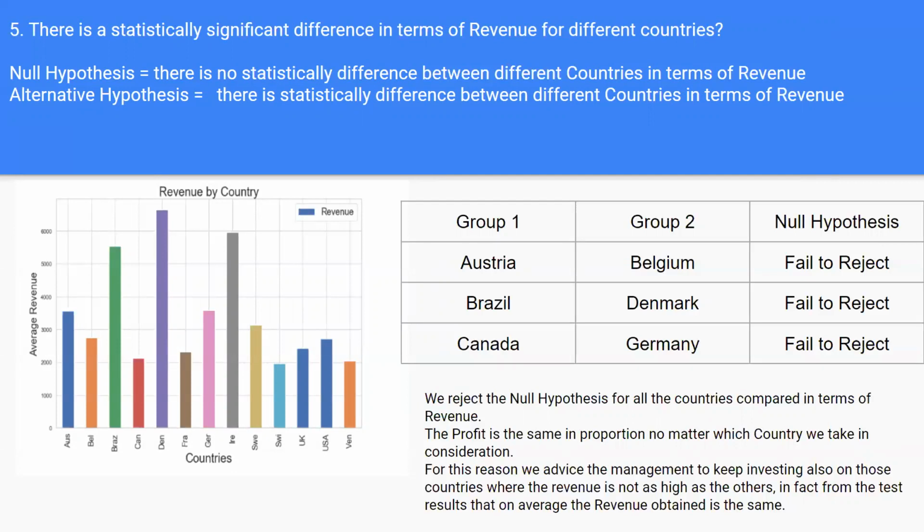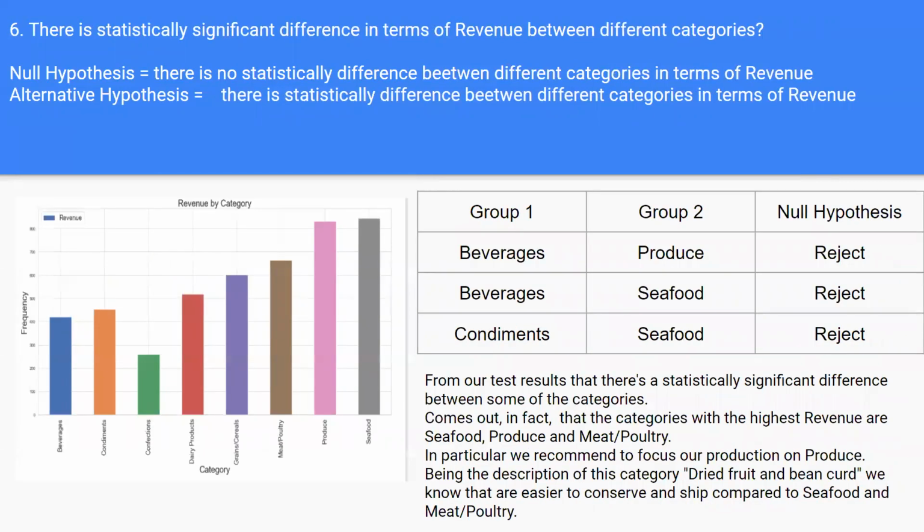The fifth question is, is there a statistically significant difference in terms of revenue for different countries? In this case we failed to reject our hypothesis. So the profit is actually the same in proportion for each country. This is quite interesting, because it means that there is no particular country giving us the highest revenue on average. So the advice is to keep investing also in those smaller countries where the revenue is less, because the revenue on average is more or less the same, and this means that we can expand the market also in those countries.